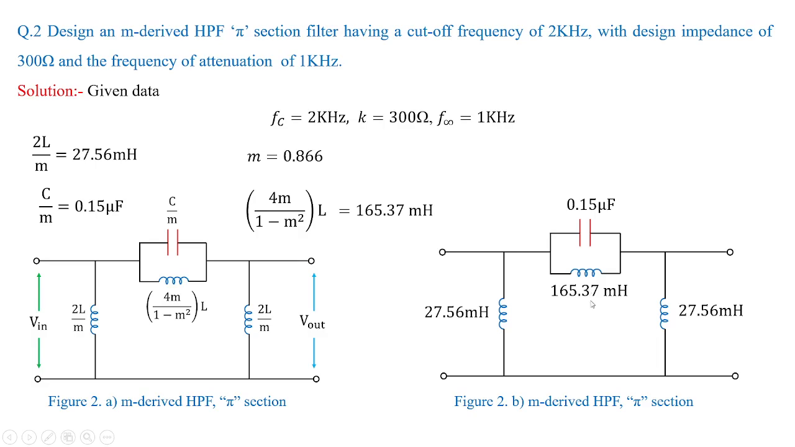Now you have seen this. In the first problem we designed the T section m-derived high pass filter, and in this problem we have derived the pi section m-derived high pass filter. What you do, you try to find out the T section m-derived high pass filter for problem 2 and the pi section from problem 1, and comment in the chat box whether you are able to find it or not.